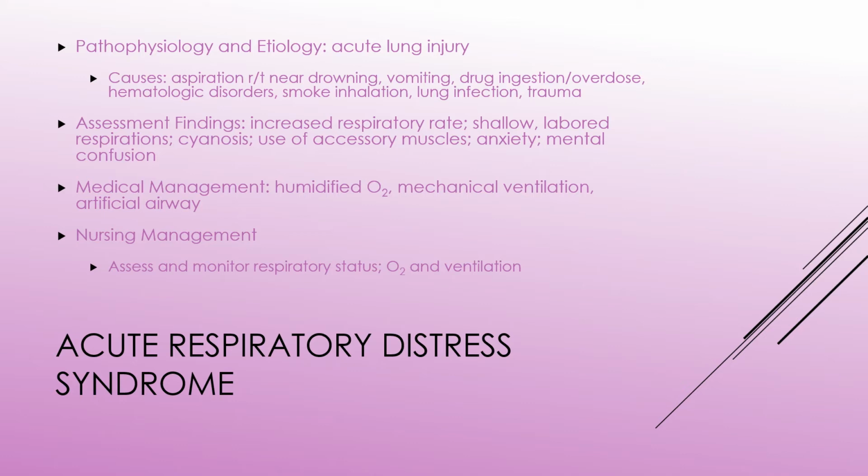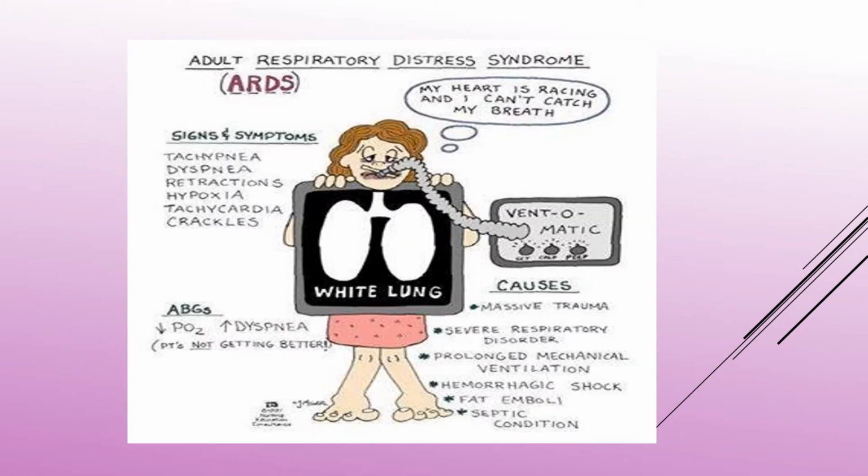Medical management, we're going to give them O2. Again, remember that is a physician's order. Mechanical ventilation or artificial airway. And yet again, we want to treat the cause, because remember this is a clinical condition. What is causing them to have an acute respiratory distress? Nursing management, we're going to assess and monitor the respiratory status. We're going to provide oxygen, help with ventilation, anything we can do to help the respiratory system. Here is an image you can utilize for respiratory distress syndrome.